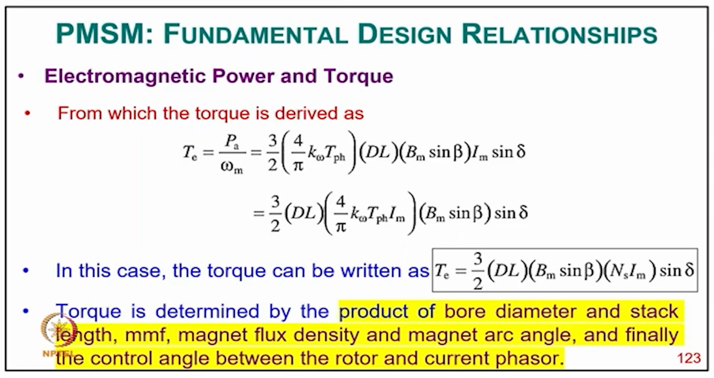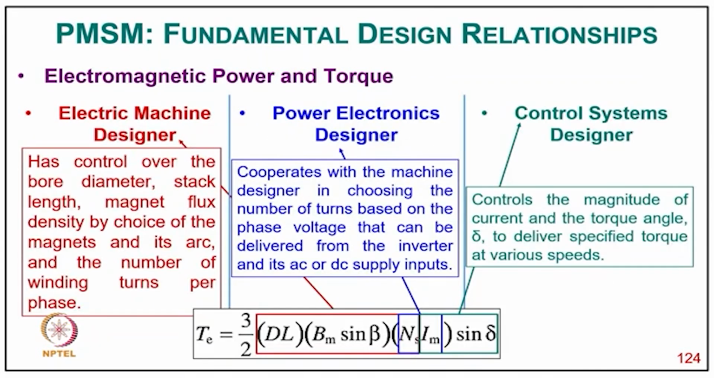So in this case the torque can be written as T equal to 3 by 2 dl Bm sin beta into Ns Im sin delta. So the torque is determined by the product of bore diameter and stack length, MMF, magnet flux density and the magnet arc angle, and finally the control angle between the rotor and the current phasor.